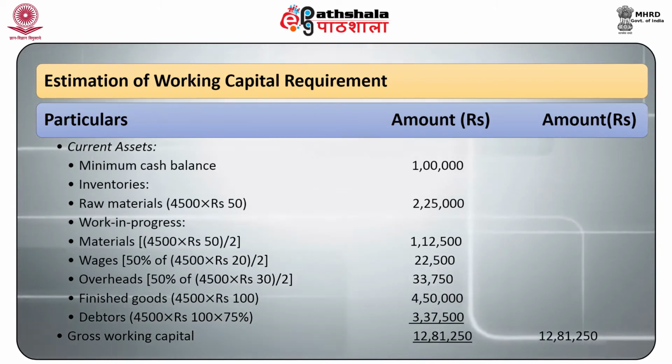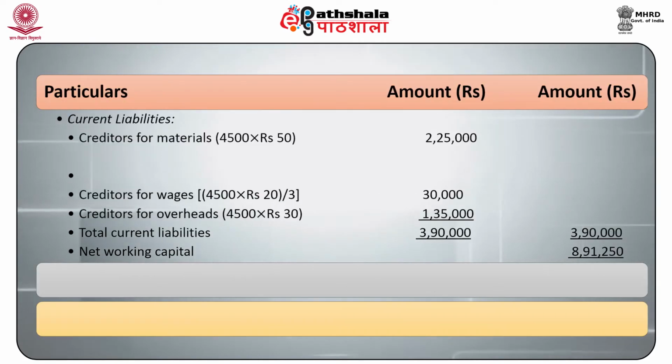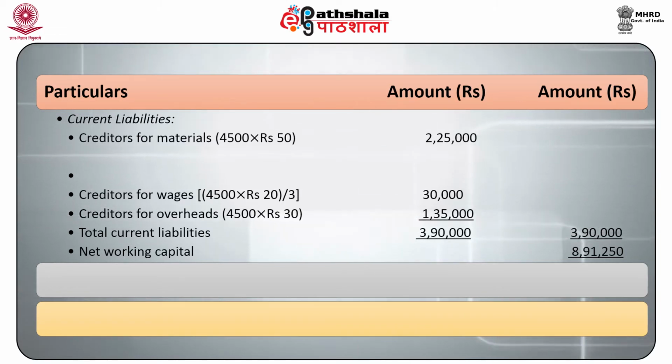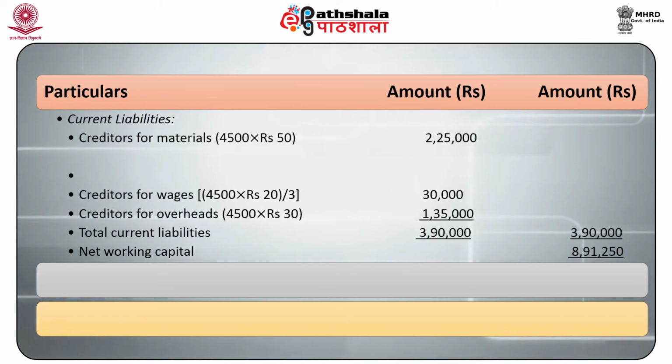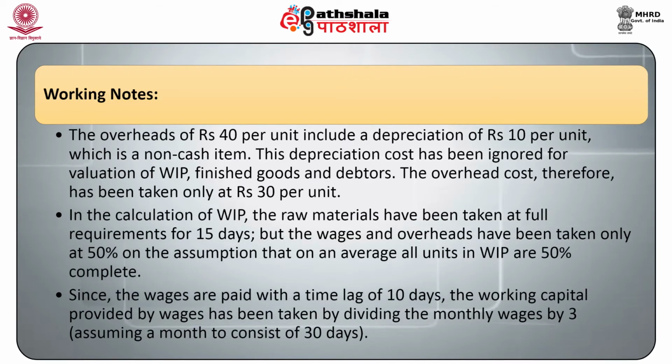The gross working capital is 12,81,250. Next, we have to calculate the current liabilities, in which the creditors for materials, the creditors for wages, and the creditors for overheads give us total current liabilities. The net working capital comes out to be 8,91,250 rupees. There are some working notes for this.